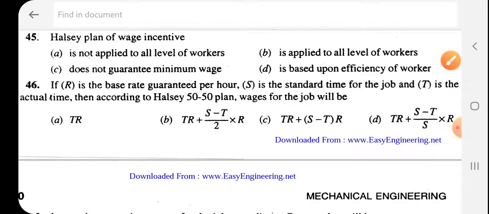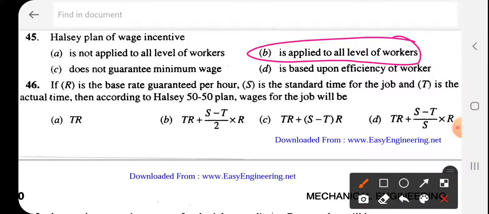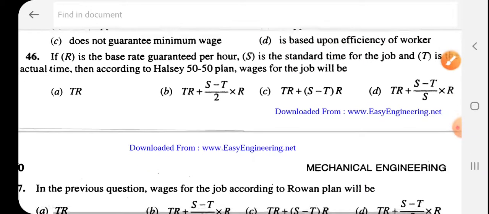Next, the Halsey plan of wage incentive is applied to all levels of workers, meaning no executive, no helper, there is no discrimination. It applies to all the workers.